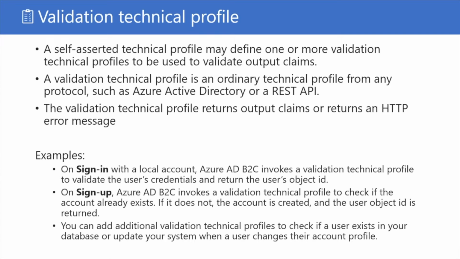You can also add additional validation technical profiles to see if the user exists in your own company's database. If you have a record and you're restricting users based on only ones that exist inside of your existing systems, you can do that. You can also update your internal system when a user has changed their profile. So if they've modified their last name and you're keeping last name both in your system and in Azure AD B2C, you can update them both as part of a validation technical profile. A variety of different business logic concepts that you can exercise as part of the validation technical profile.